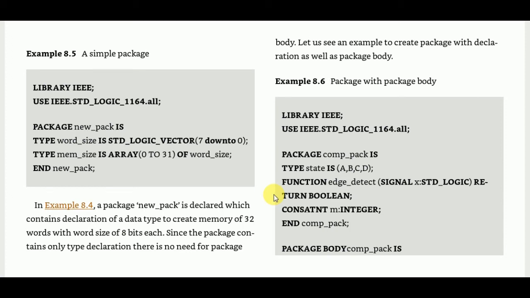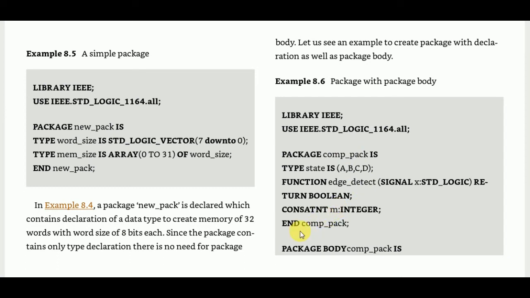Then function. This statement represents the declaration of the function edge_detect: function edge_detect, signal x std_logic. Only one argument is present, signal x. Return boolean. The return type of the function edge_detect is boolean data type. Then constant m integer. Then end component pkg. That is the end of this package declaration section.